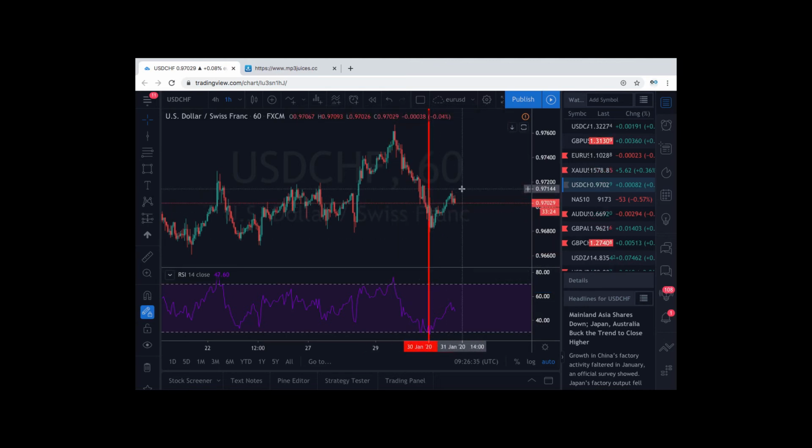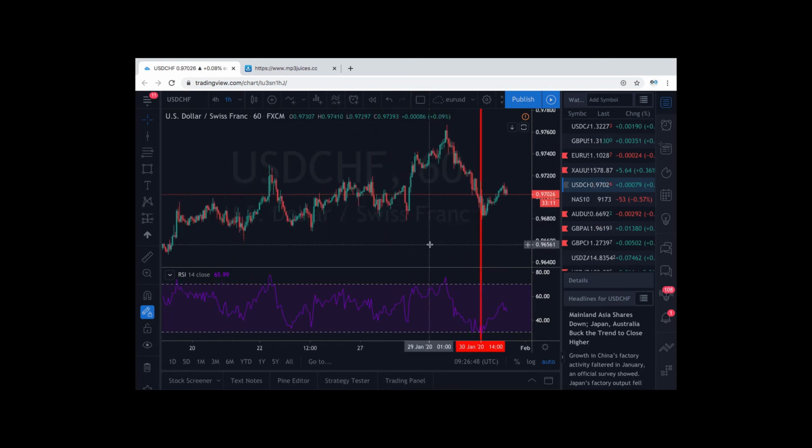The market started going upwards, right? So every time the market enters these oversold or overbought regions, we're now looking for a reversal to the other side, to the other direction, right? So let's just look for more examples, just so you guys can see exactly what I'm talking about.